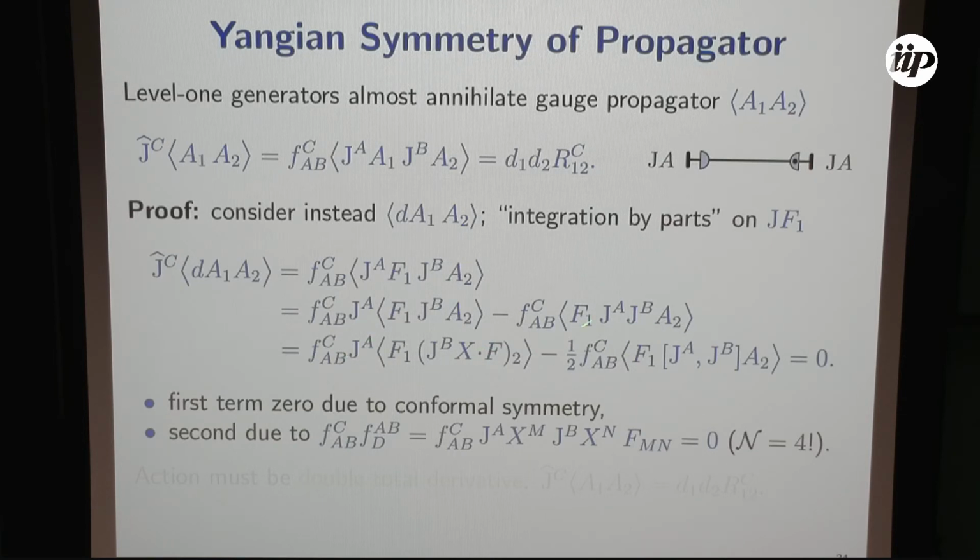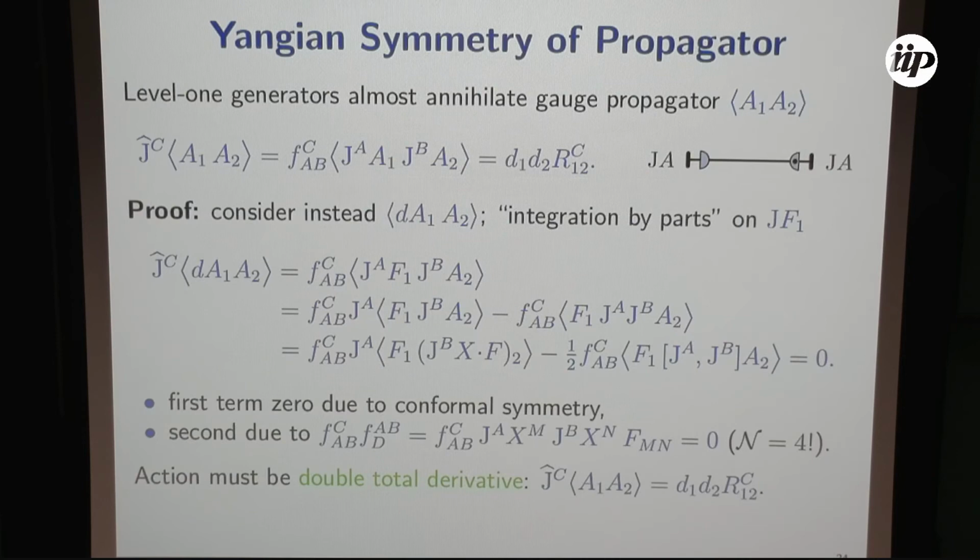And the other term here is 0 because JA JB contracted with the structure constants is the commutator, and this eventually gives you this combination which gives you the dual Coxeter number of the model, and that's 0. So for some combination of nice facts, this thing is 0, and if this is 0, then you can show that this thing should actually be a double total derivative. Okay, so that's a napkin version of the proof for the Yangian symmetry of the propagator.